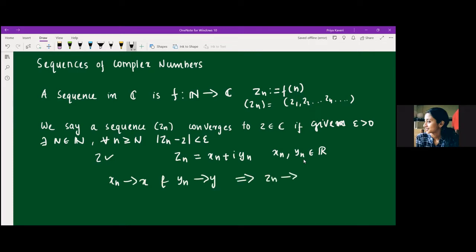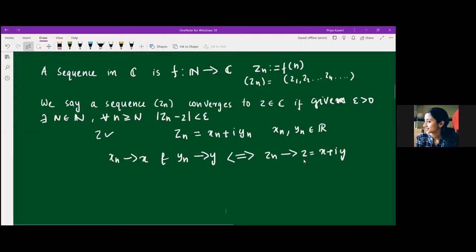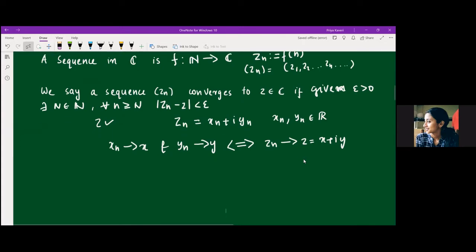Now, on the converse, if Zn converges to Z, that is x plus iy, then it implies xn converges to x and yn converges to y. We are not going to prove this, but you can try. This is not that difficult. Why is this important? This gives us a way to guess the limit of Zn, because we already know how to deal with real sequences. So we can guess the limit of Zn and use the definition. We can just use this theorem and we will get the limit of Zn.